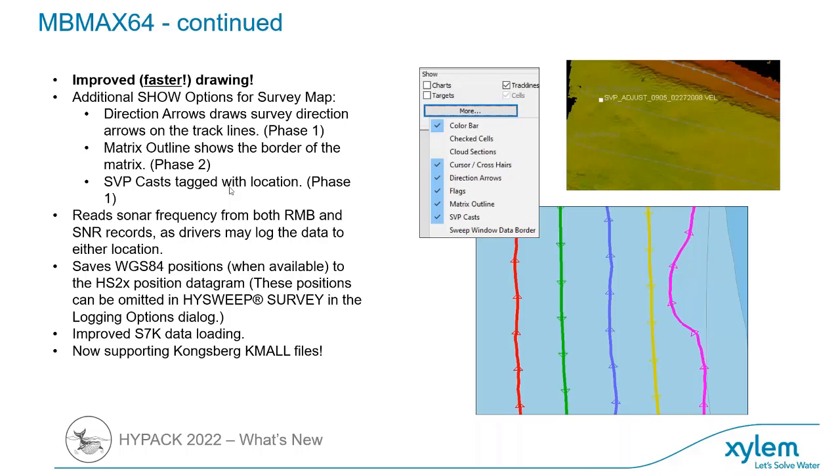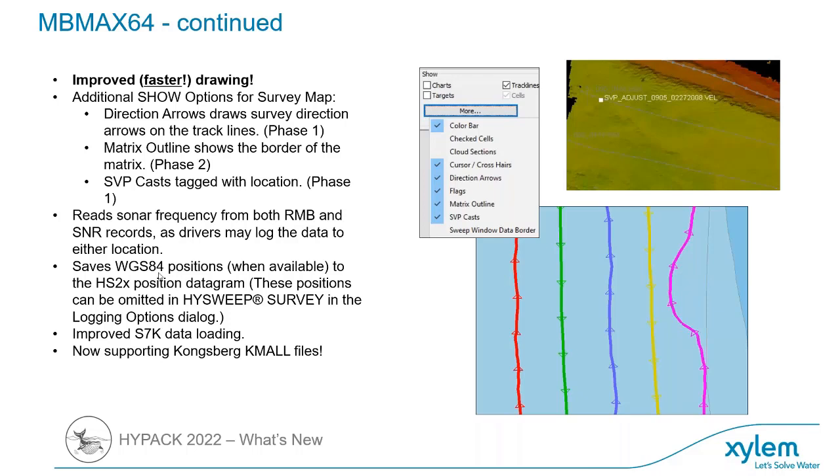Most of these devices that we import the data from, we're also importing their GPS position. So you can display that SVP position right in the survey screen of MB Max. Okay, and a few other things we've done here. We can read, depending on the device, sonar frequency information from RMB or the SNR records, depending on which device is being used.